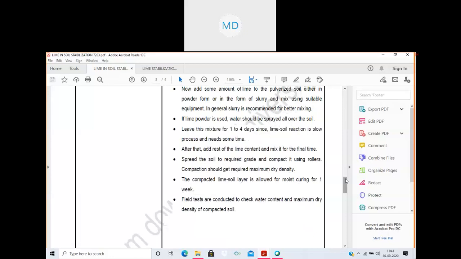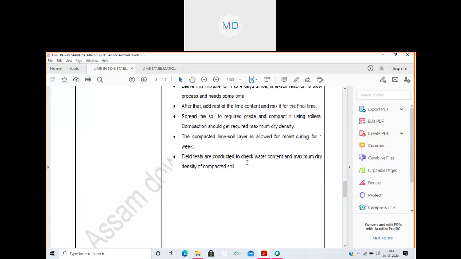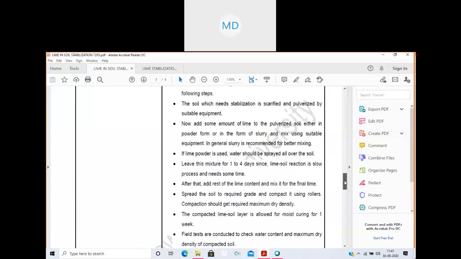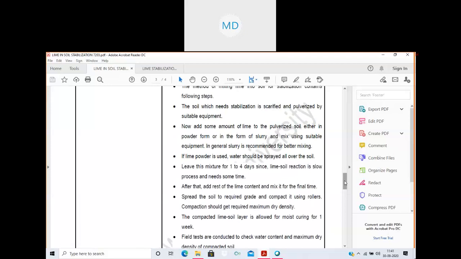Okay. Then field tests are conducted to check the water content and maximum dry density of the compacted soil. So after this 1 week we can check the maximum dry density of the compacted soil. Okay, and we will get this at optimum moisture content. So this is the process of mixing the lime. Nothing much is there, simple, just go through and see the videos, it will be clear to you.